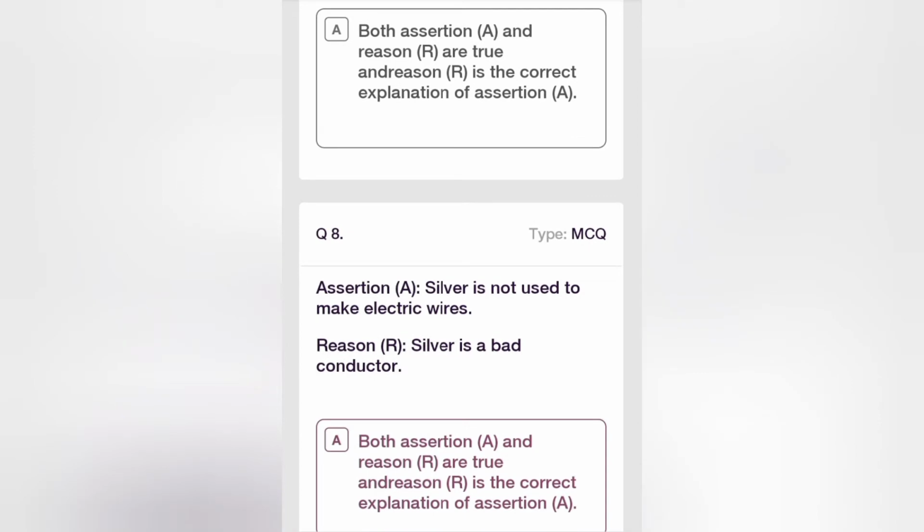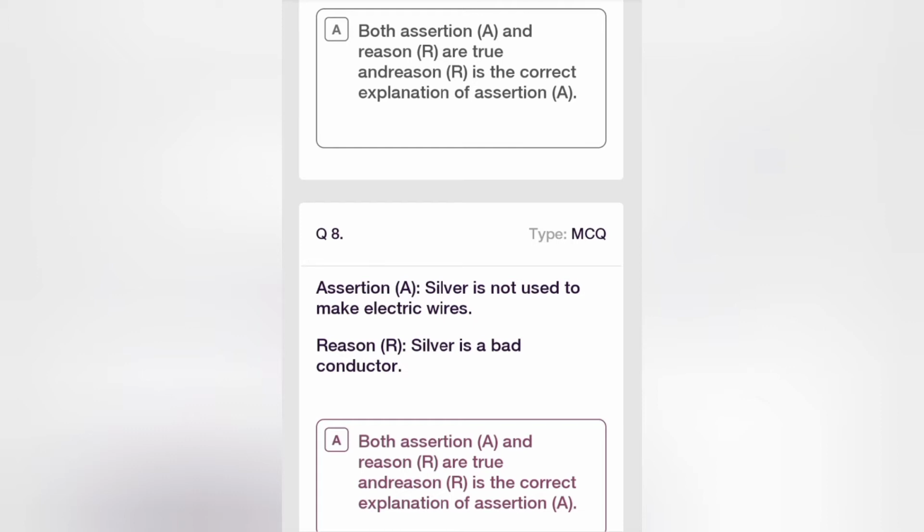Assertion. Silver is not used to make electric wires. Yes. Have you seen that silver wires are used for electrical power transmission? No, because it is costly and it will oxidize at high temperature. So these are the two reasons. But the reason given is silver is a bad conductor. No, silver has got low resistivity. It is a good conductor only.